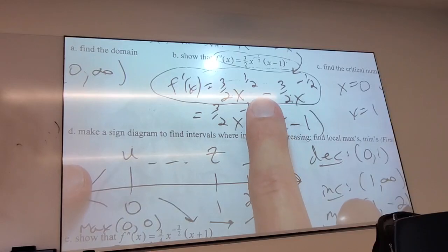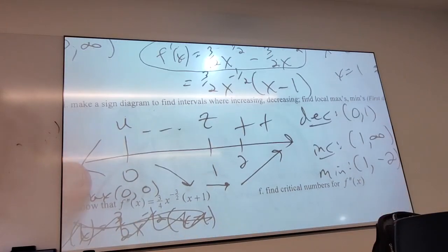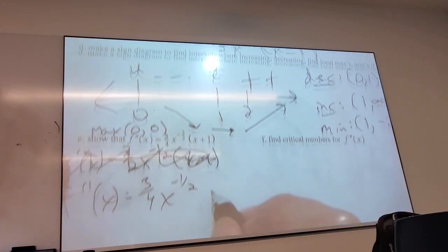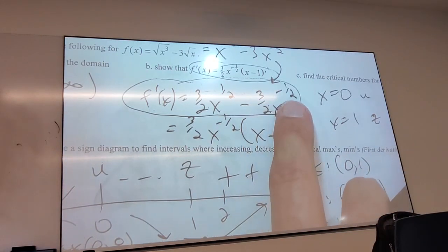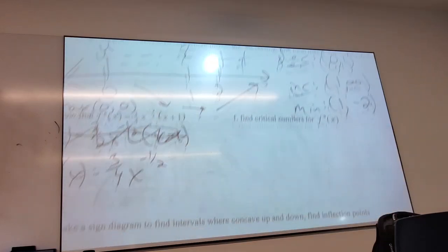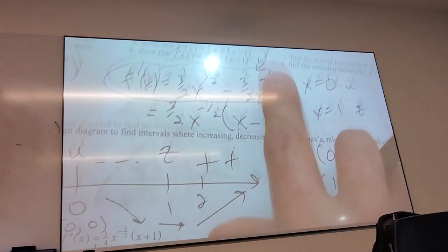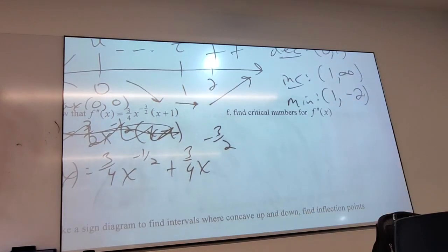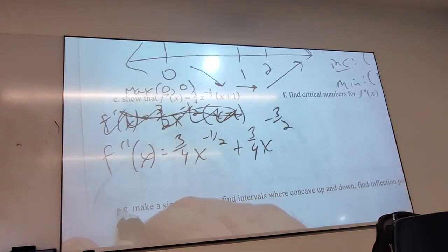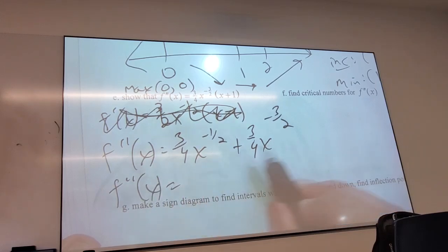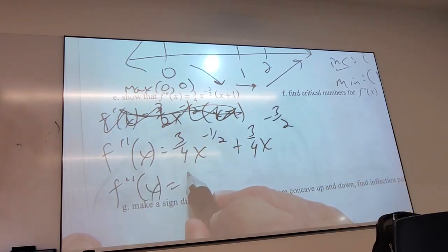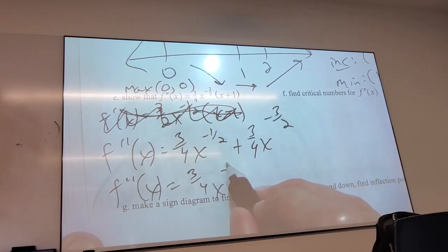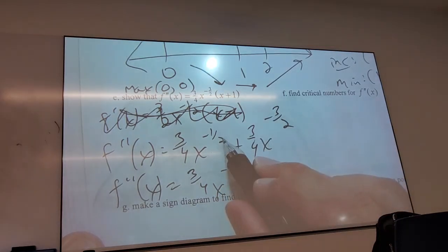So I would do this: 1/2 comes down, makes this 3/4. And then negative 1/2 comes down and makes this plus 3/4 x to the negative 3/2. Is that cool? I'll do it the other way too, in case you were doing it that way. And then if I factor this, what comes out? 3/4 x to the, what's the lower power? Negative 3/2. Yeah, negative 3/2 is definitely lower than negative 1/2.